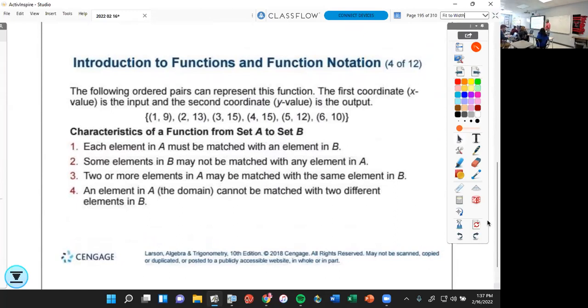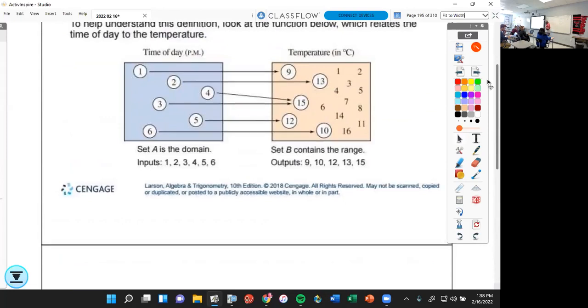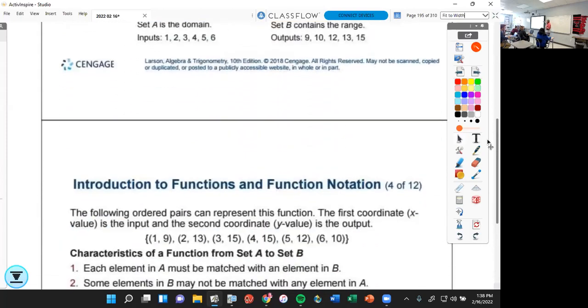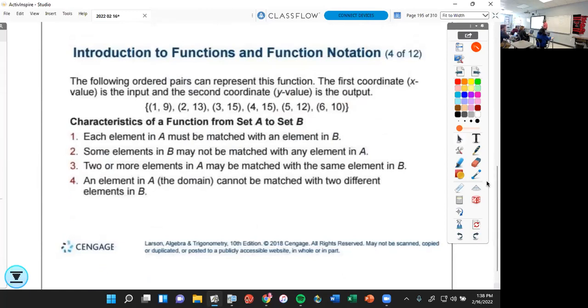Okay, so characteristics of a function. Number 1, each element in A must be matched with an element in B. Number 2, some elements in B may not be matched. Did you notice that on the temperature one a while ago? All of the times were there, and every time was connected to some value, right? Some values weren't used, and that's okay. Number 3, 2 or more elements in A may be matched with the same element in B. Did you see that one? Did you see 2 different times that went to the same temperature? Yes. Okay, 4 and 3, it was 15 degrees Celsius. That's okay. An element in A, which is the domain, cannot match 2 different elements in B.